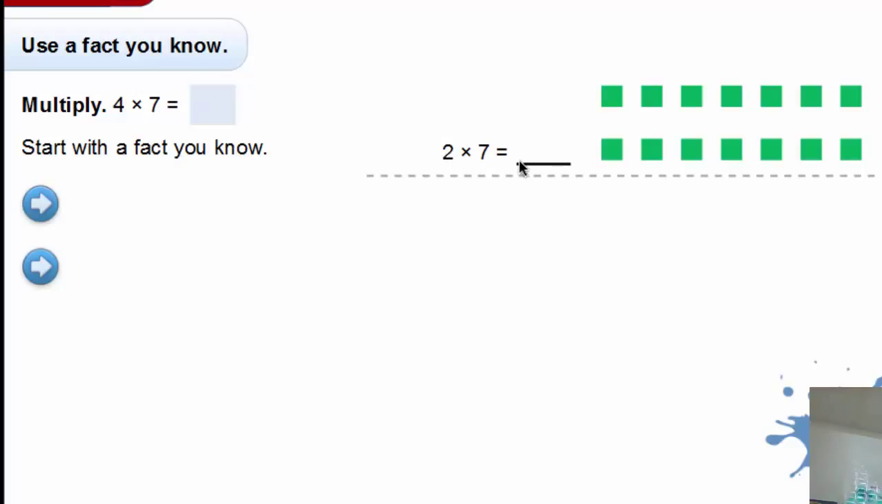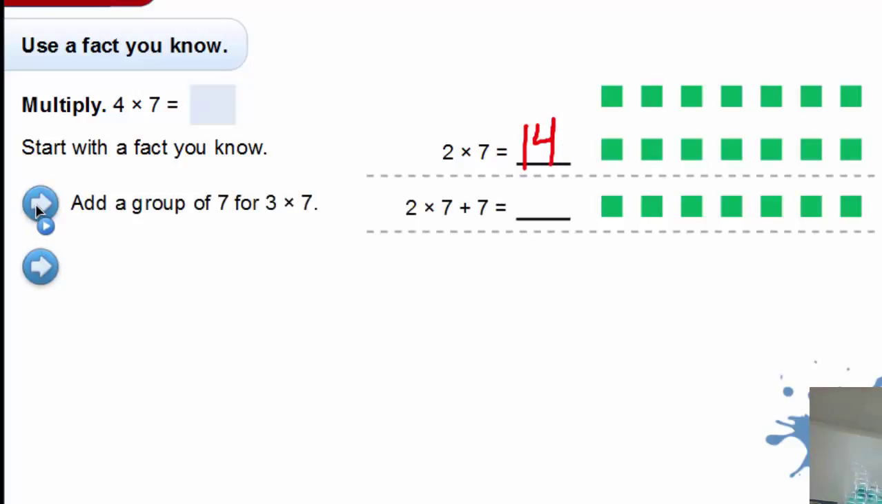So 2 times 7 equals, that's right, 14. Because I know my double. 7 doubled is 14. So 2 times 7 is 14. Now I can add a group of 7 to make 3 times 7. So I have 2 times 7, which we already said is 14, plus 7 more equals 21. Good. And it's the same as 3 rows of 7.